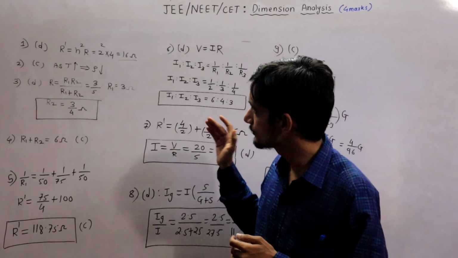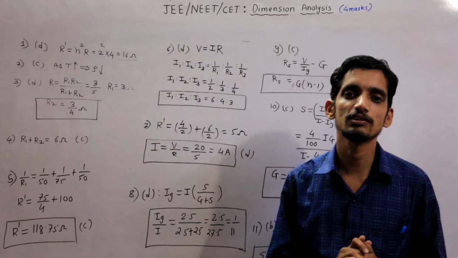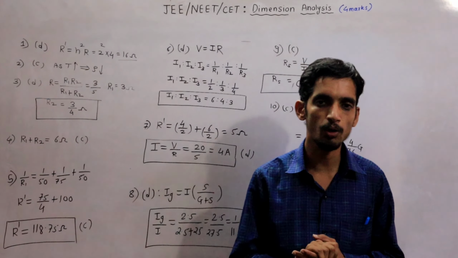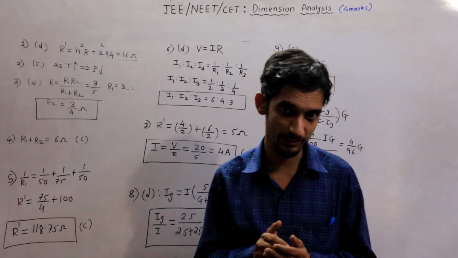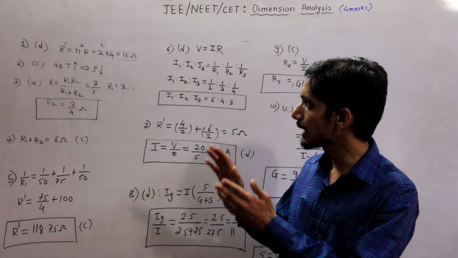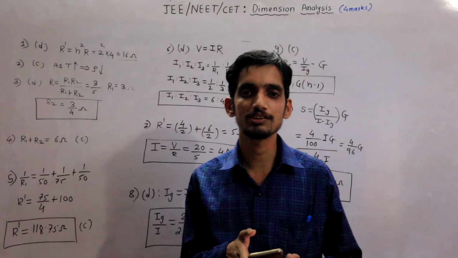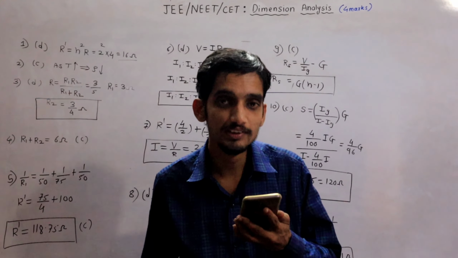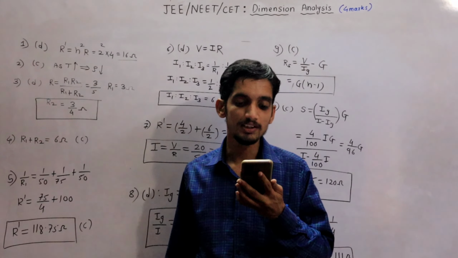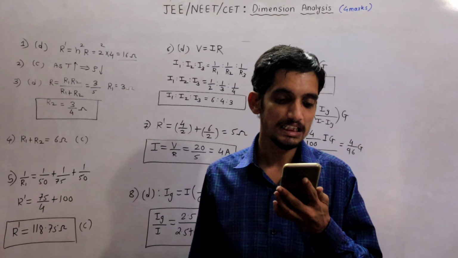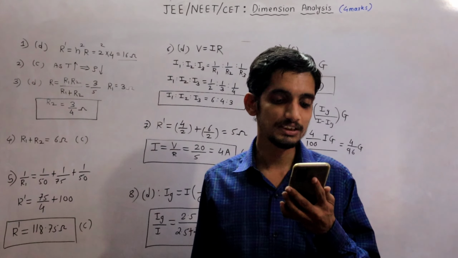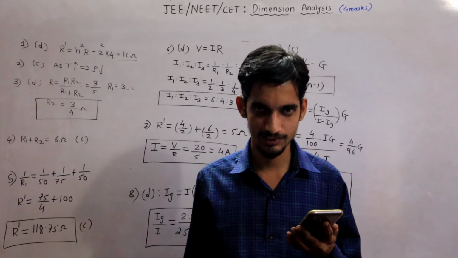So in this session we are going to discuss the test solution of the chapter current electricity. So now I am starting the discussion. The first question in the test was: a wire of resistance 4 ohm is stretched to twice its original length. The resistance of the stretched wire is?